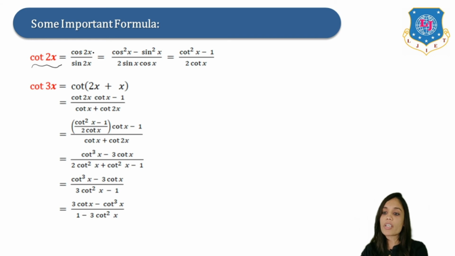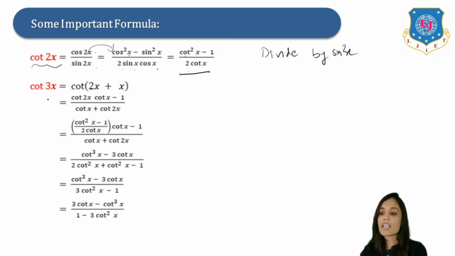So this can be written as cos 2x upon sin 2x. Now we know the formula of cos 2x, it is (cos square x - sin square x) upon 2 sin x cos x. Now I want cot as my function. So now I have to divide the numerator and denominator by sin square x. So if you divide, you will get your answer of cot 2x as (cot square x - 1) upon 2 cot x. Fine.